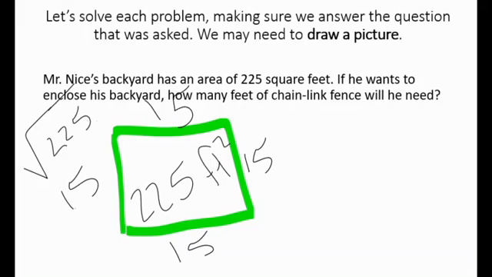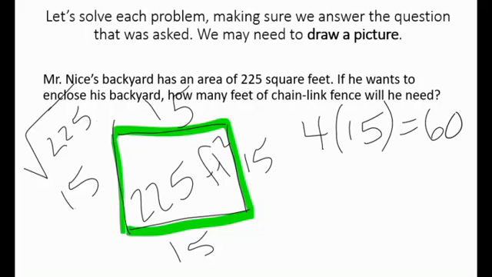If Mr. Nice wants to put a chain link fence, he's going to have to do a chain link fence around each side of the yard. So that means we have 4 15s. We have 4 sides, and each side is worth 15. So I do 4 times 15, and that gives me 60 feet of fencing. So to answer the question, I would say he needs 60 feet of fencing.